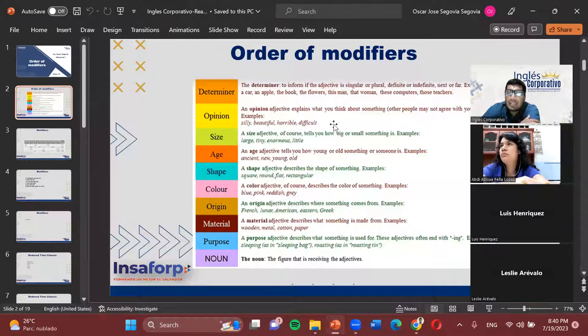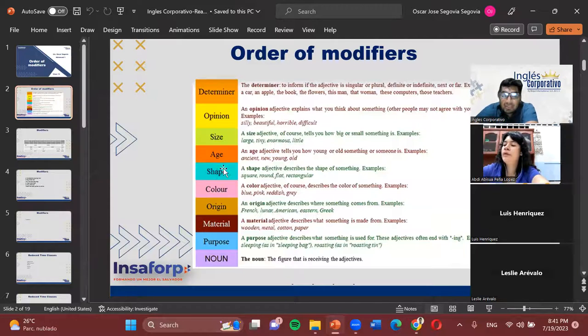Then we have size. Now, a size adjective, of course, tells you how big or small something is. It's very simple, right? It's very, very simple. So you say large, tiny, enormous, little. It depends on where or how you're going to describe the size. But yeah, size is, as its name states, to refer to how big or small something ends up being.